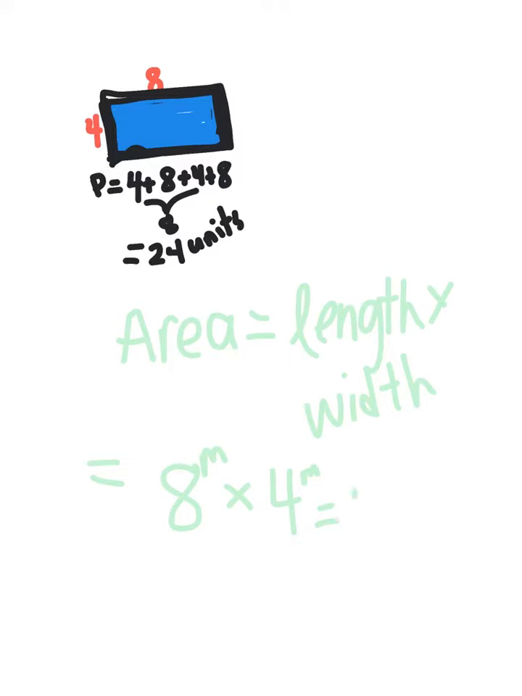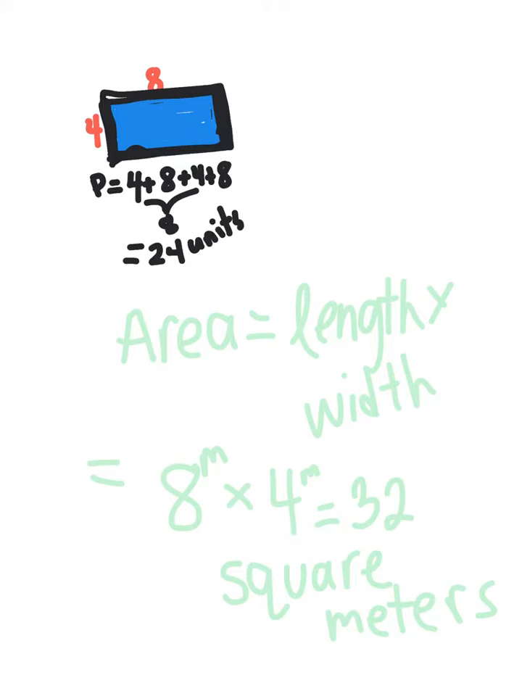32. Is it 32 meters? Remember, area is always measured in those little square units. So in this case, it's 32 square units. Don't forget that. Wait, we know what our units are. What are our units? Meters. So we have 32 square meters is the area of my swimming pool.